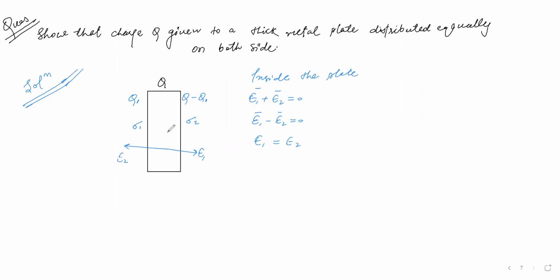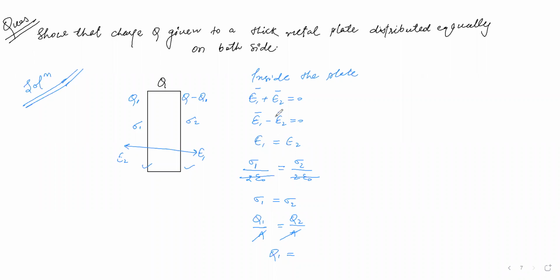If E1 is equal to E2, we have already known the electric field due to a plane sheet of charge, or for the plate, is sigma over 2 epsilon naught. Do you remember or not? For E1, you can write sigma 1 over 2 epsilon naught. For E2, sigma 2 over 2 epsilon naught. The 2 epsilon naught cancels from both sides, so sigma 1 is equal to sigma 2. Sigma 1 can be written as Q1 over area A, and both areas are the same, so A cancels with A.